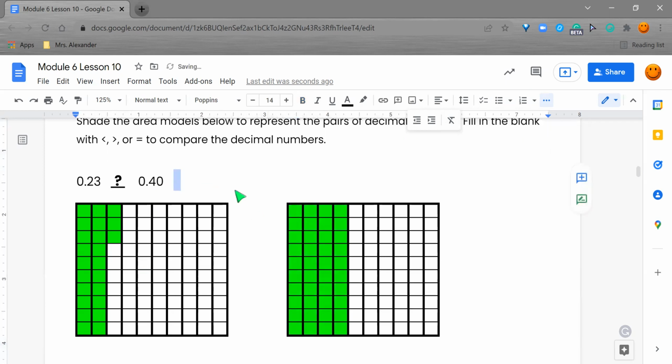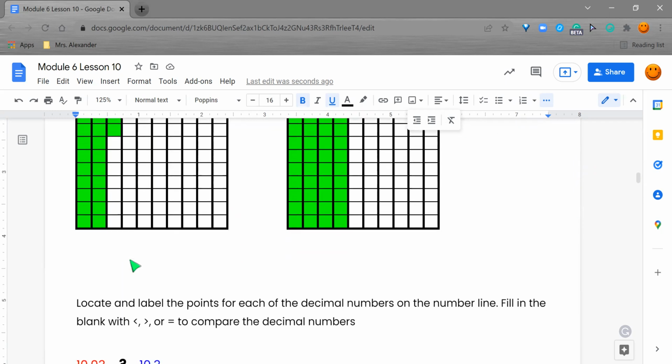So now I have to figure out which one is bigger. Is 23 bigger or is 40 bigger? I think 40 is bigger. So I'm going to put the greater sign going that way because 40, there's more boxes shaded than 23. Let's go to another example.